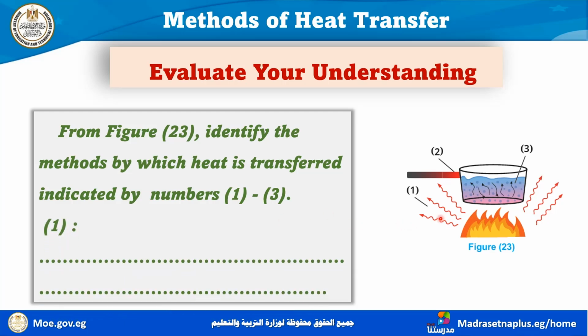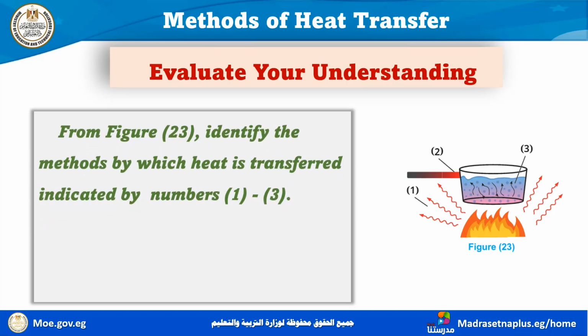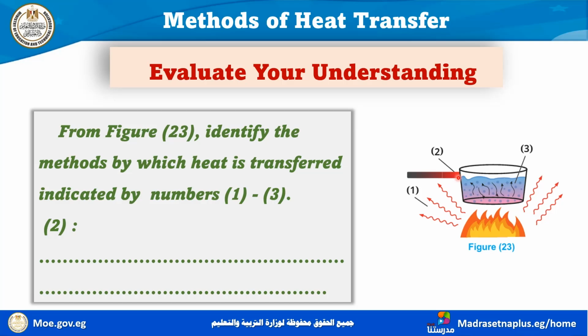Number 1. What is the method by which heat is transferred from the fire to this part? Of course, heat is transferred in this case by radiation. So this is the first method. What about number 2? How is heat transferred to the metal handle of this pot? Yes, of course, the method here is by conduction. So heat is transferred to this part by conduction.